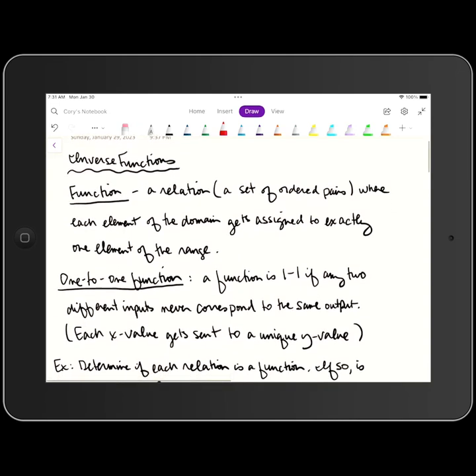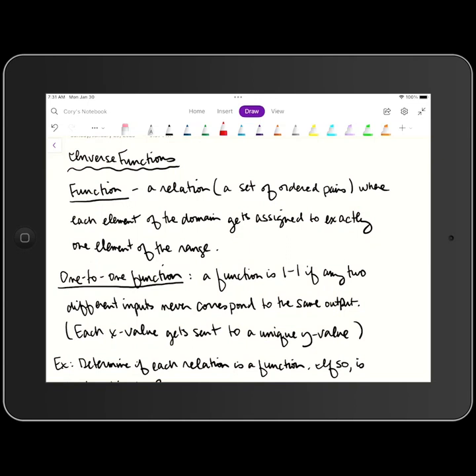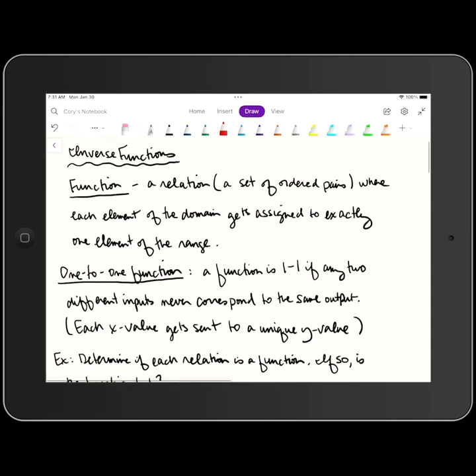Something that's going to be important for us in this lesson is a special type of function called a one-to-one function. A function is one-to-one, and I'm going to abbreviate one-to-one moving forward as 1-1, if any two different inputs never correspond to the same output. Another way of saying that is that each x value gets assigned to a unique y value.